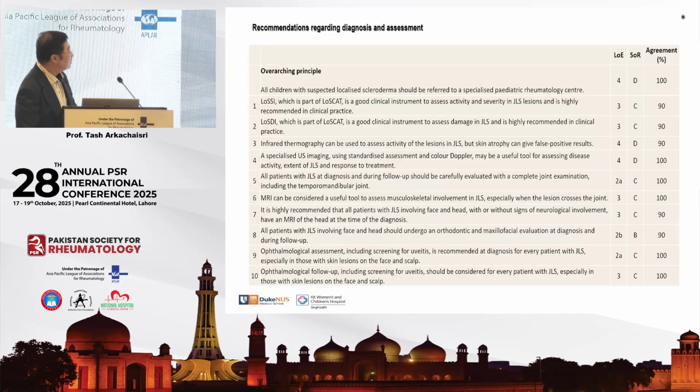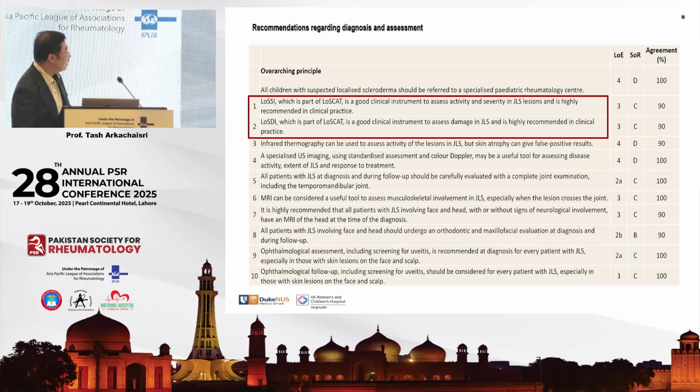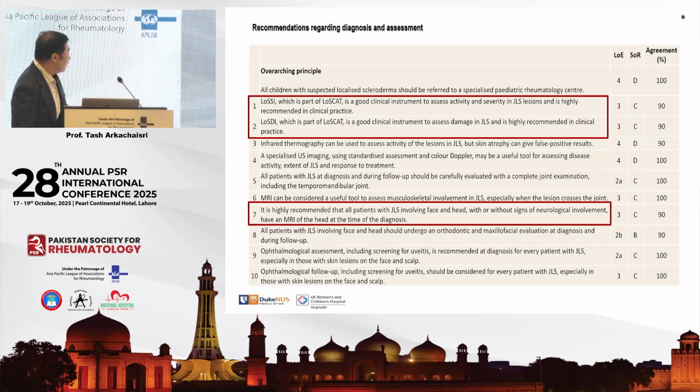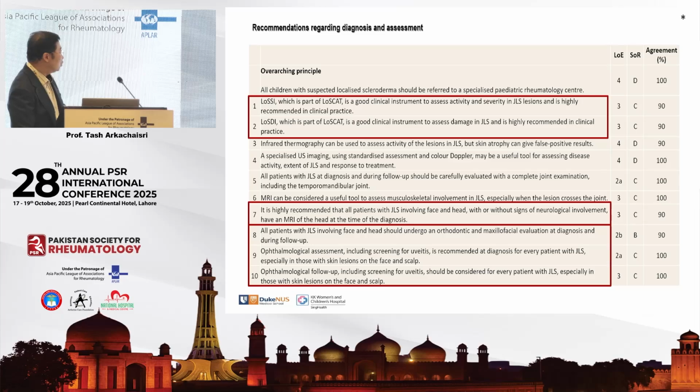Okay, and the treatment, I'm just going to go real quick. Treat to target. You have to have a target. For activity, use the LoSSI, the severity score; the damage score is also used to assess damage. MRI you will use for every single one that has a lesion on the face and the head. As I quoted the number to you, in 40 to 50% you may see something in the brain, and you may or may not need to treat. And once a year the ophthalmologist needs to see them, especially those involving the face and the scalp.